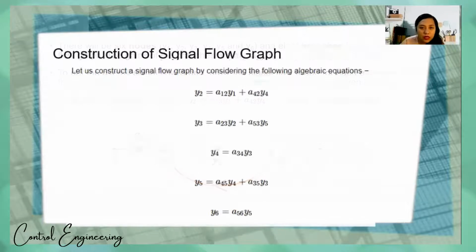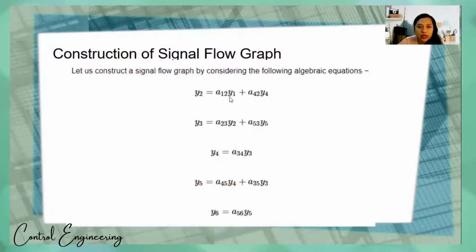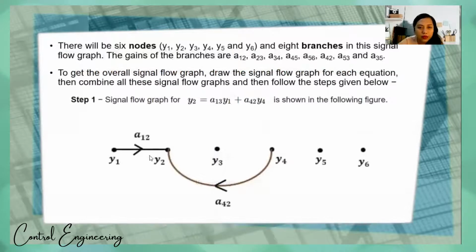Let's go back, there is a mistake here. This is A sub 12. The 13 is wrong, as you can see, it's 12. So these are the connections: A sub 12 from Y1 to Y2, then A sub 42 from Y4.